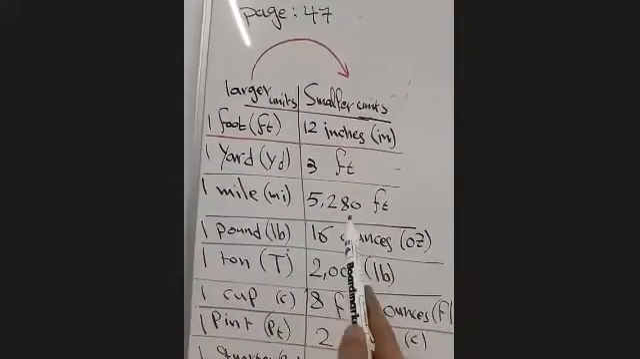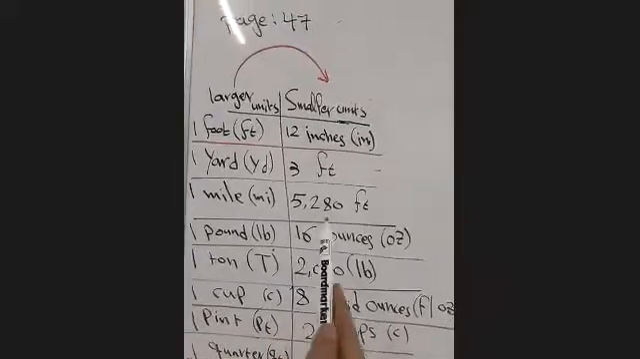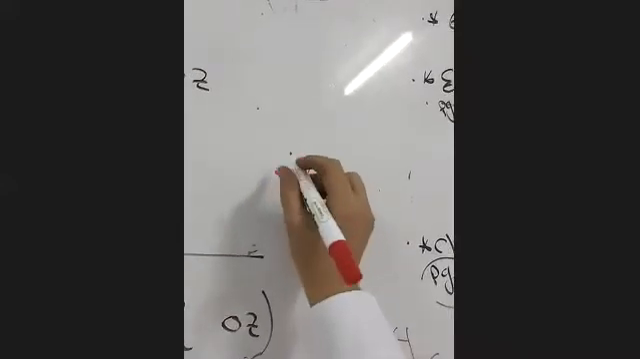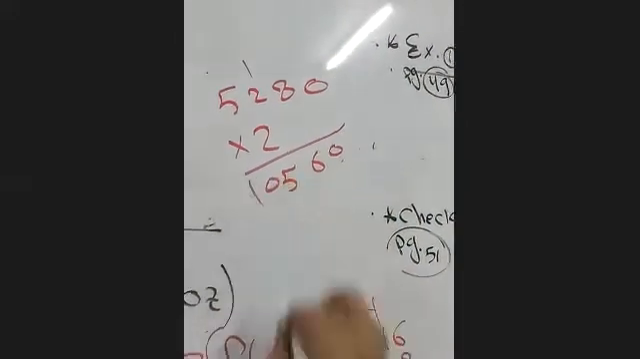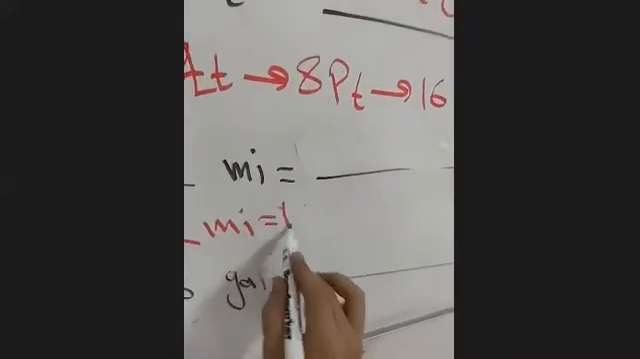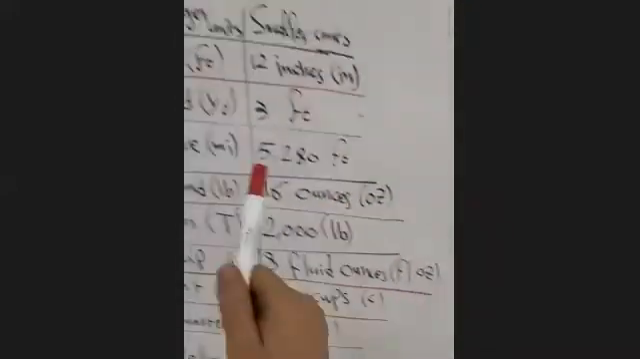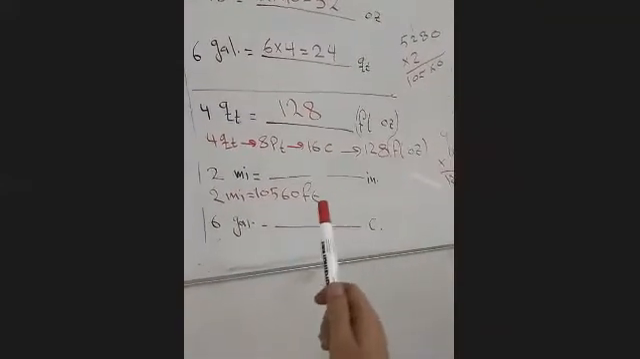1 mile equals this number in feet. But 2 miles, what will I do? 2 multiply this number, right? Yes, 5,280. I will multiply here. 2 multiply 5280. Let's multiply: 0, 6, 1, 5, 10. This is the number, 10,560 feet. I didn't get the inch yet.